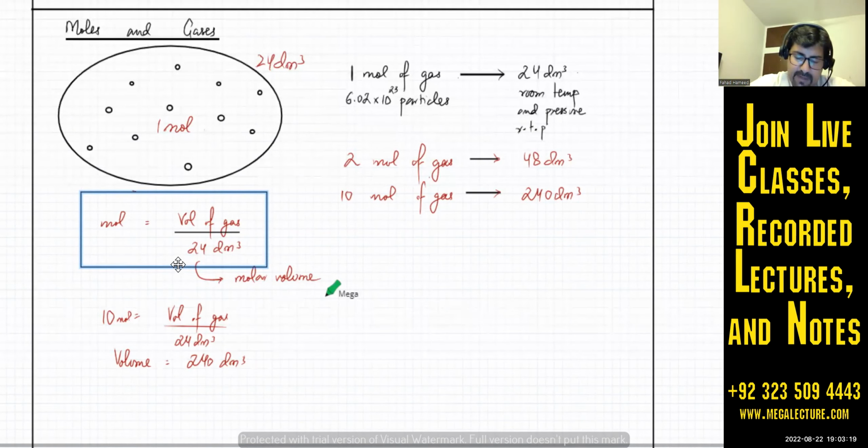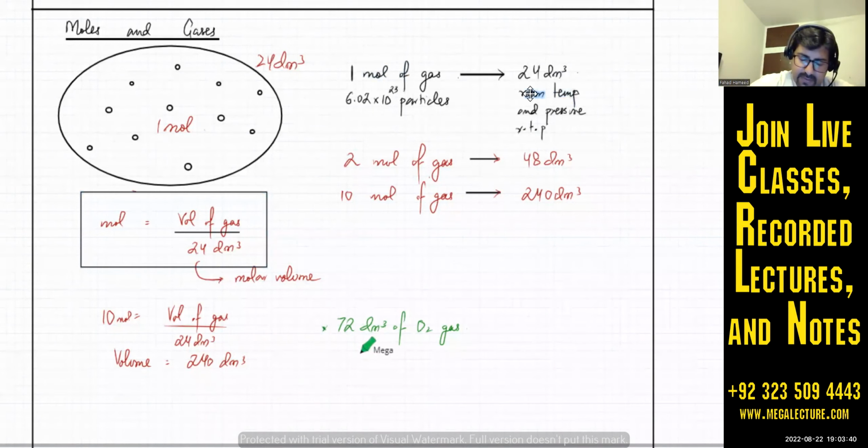So, for example, if I have 72 dm cube of oxygen gas, how many moles is this? ठीक है, तो रेशियो से तो क्लियर पता लग रहा है कि it's going to be 3 moles, right? But let's use the formula that if I've got 72 dm cube, how many moles is that? Moles is volume of gas, which they've given me, 72 dm cube. And I'm going to divide that by 24 dm cube, which is the molar volume. So it's going to come out to be 3 moles.